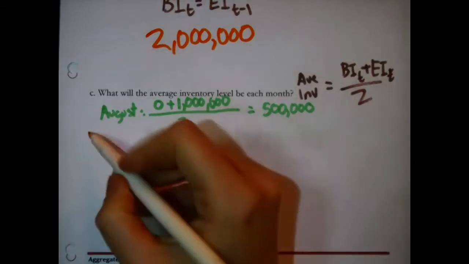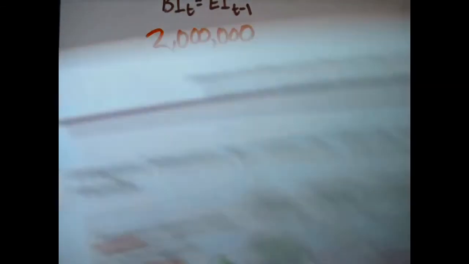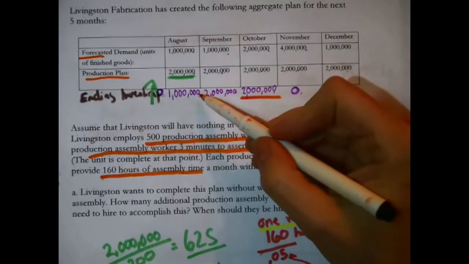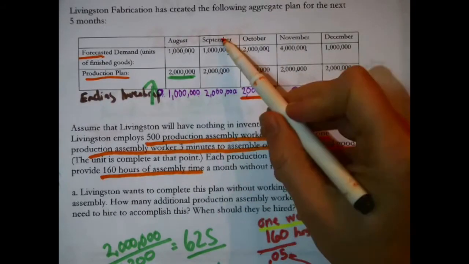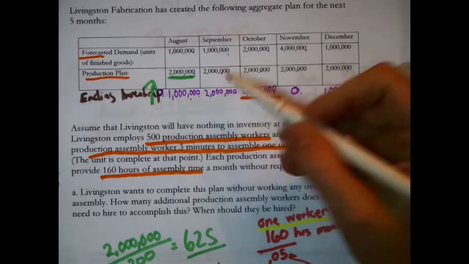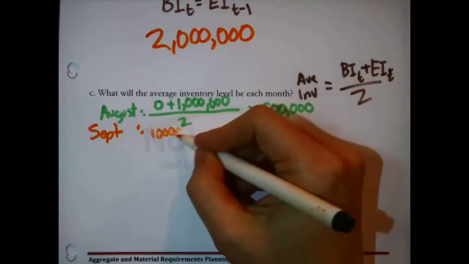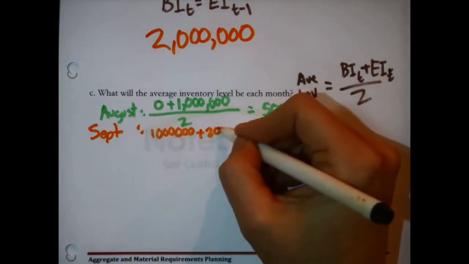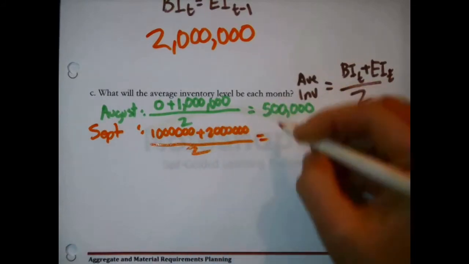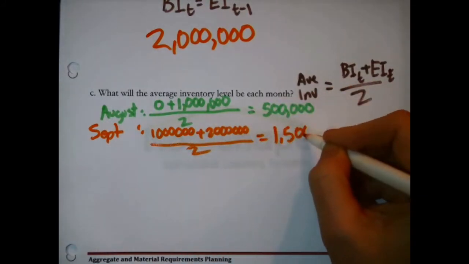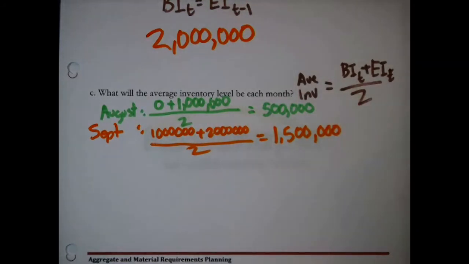Then comes September. September's beginning inventory is 1 million, the ending inventory for August. So September, begin with 1 million, end with 2 million. Average inventory is that 1 million plus 2 million divided by 2. Average inventory in September is 1.5 million, 1,500,000.